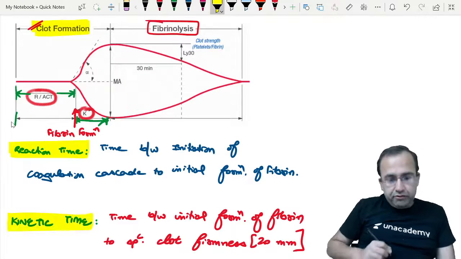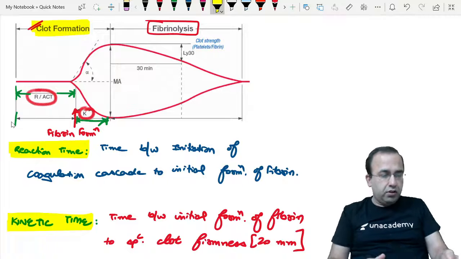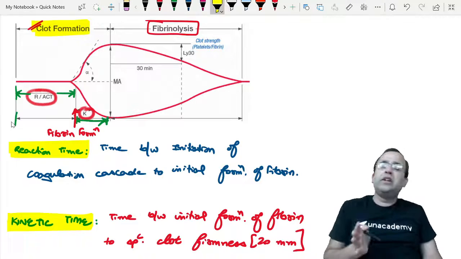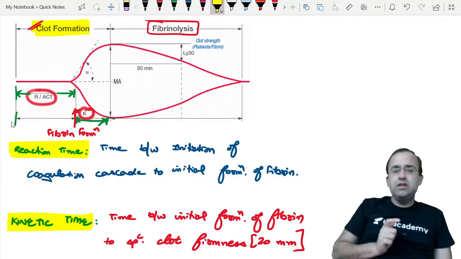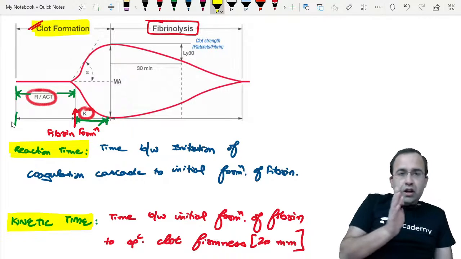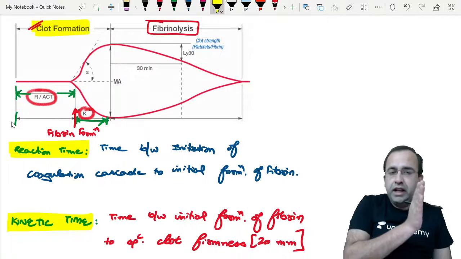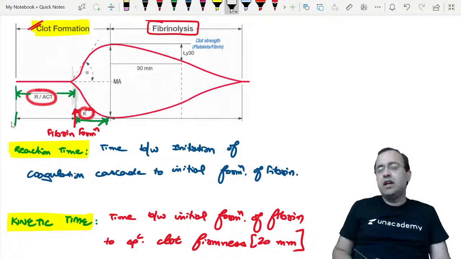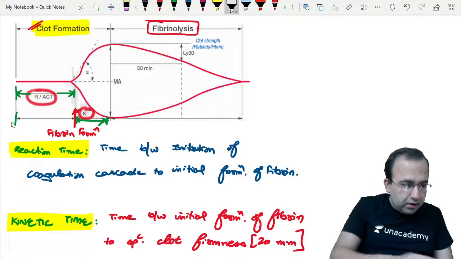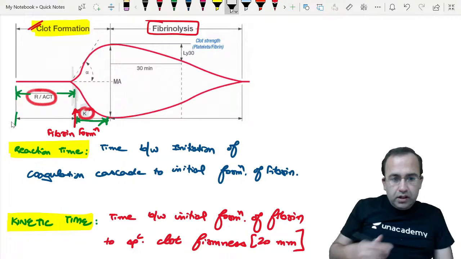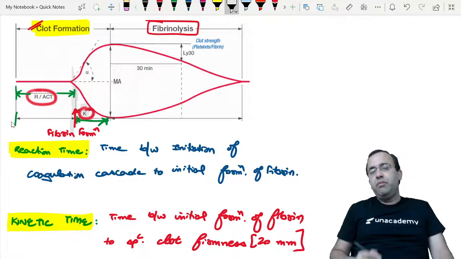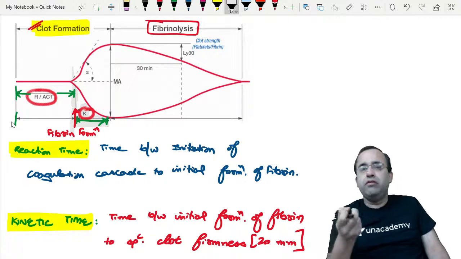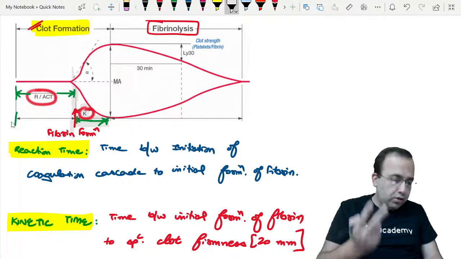For those of you who have joined us slightly later, we have just started with thromboelastography. Firstly, thromboelastography looks at the whole coagulation cascade. It sees both clot formation as well as fibrinolysis. In clot formation, you had reaction time, which was the time period between initiation of the coagulation cascade to fibrin formation. Next was K, the kinetic time, which is the time between initial formation of fibrin to specific clot firmness, taken as 20 mm or 2 centimeters. It's the same thing.